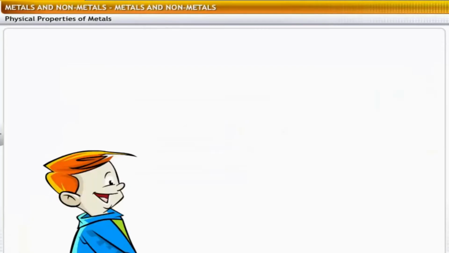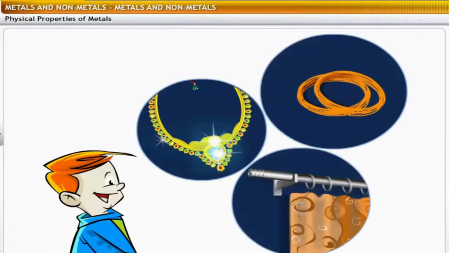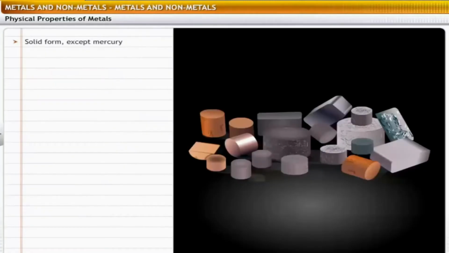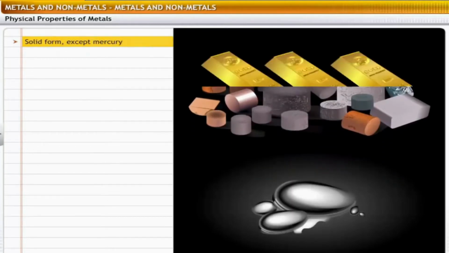If you look around, you will find metallic objects around you in various forms. For example, jewelry made of gold and silver, wires made of copper, and curtain rods made of aluminium are all metallic objects. Metals are used to make these objects because of some specific physical properties. Let's take a look at some important physical properties of metals. All metals are solids at room temperature, except mercury, which is a liquid.